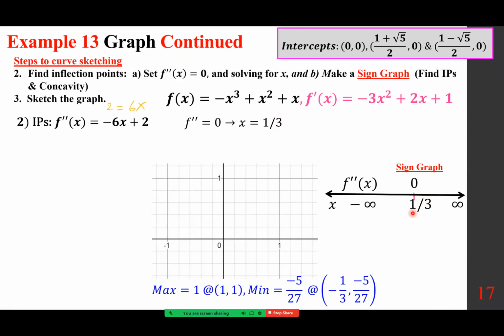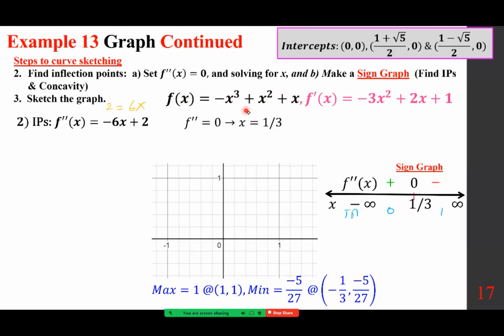Now, to the left of 1/3, the easiest point would be 0. So let's go with test points. We're going to pick 0 here. We're going to put 1 here. And if we put 0 into f double prime, it becomes positive 2. And if you put 1, it becomes negative. So they alternate, obviously, which means it's positive here, concave up from negative infinity to 1/3, negative here, concave down from 1/3 to infinity, and 1/3 is the location of the IP, the inflection point. You have to put it back into the original function and evaluate it.